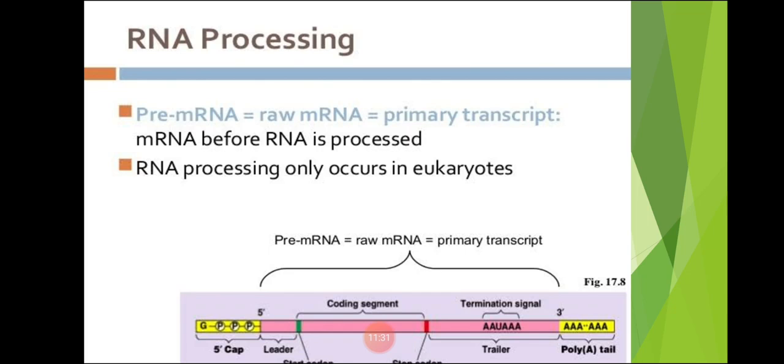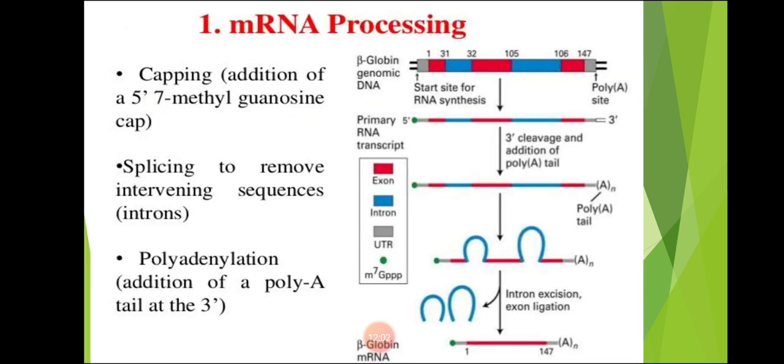Now, when I say prokaryotic and eukaryotic organisms, see this diagram. Prokaryotic organisms do not require any further processing. The mRNA formed in a prokaryotic organism can be used as it is. It is functional, but RNA processing only occurs in eukaryotes. We need to process the mRNA because the RNA formed in eukaryotic organisms is non-functional. This mRNA processing involves three steps: capping, splicing and tailing.